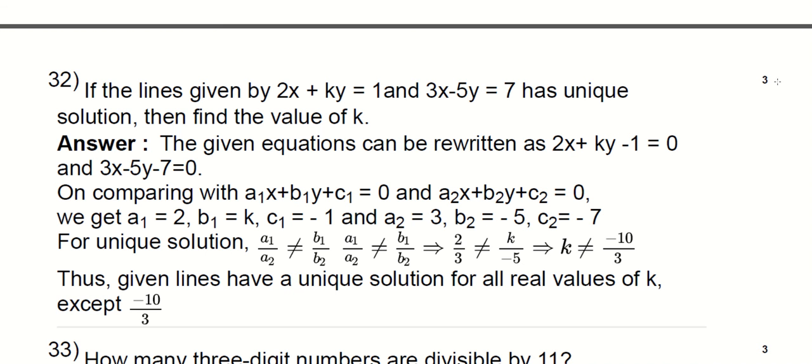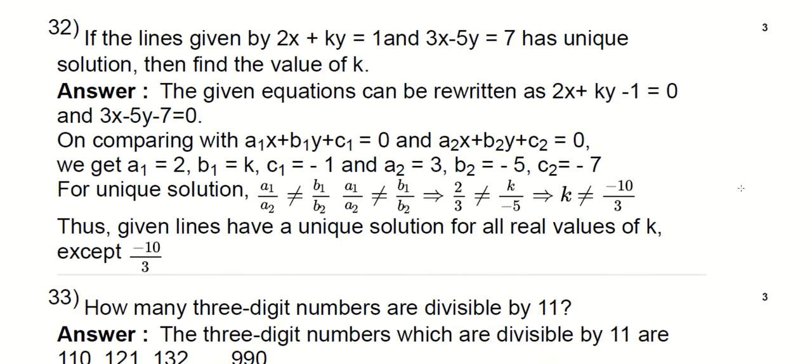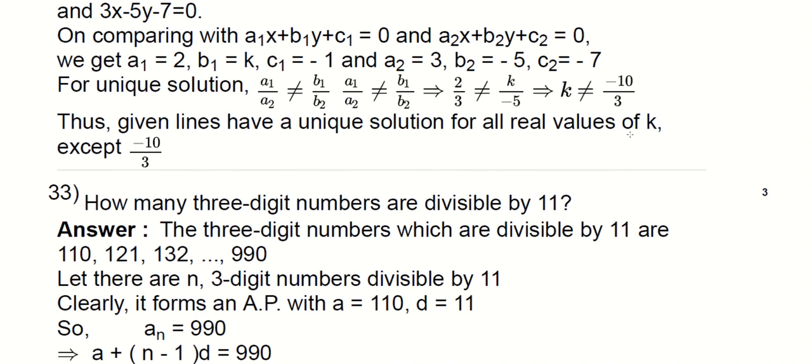The given system has a unique solution. Unique solution means a1 by a2 is not equal to b1 by b2. So 2 by 3 is not equal to k by minus 5. Then cross multiply the values. You only have to remember this rule for the unique solution.